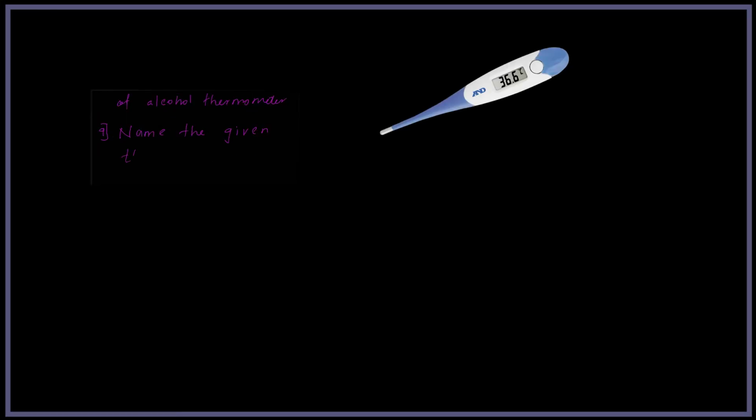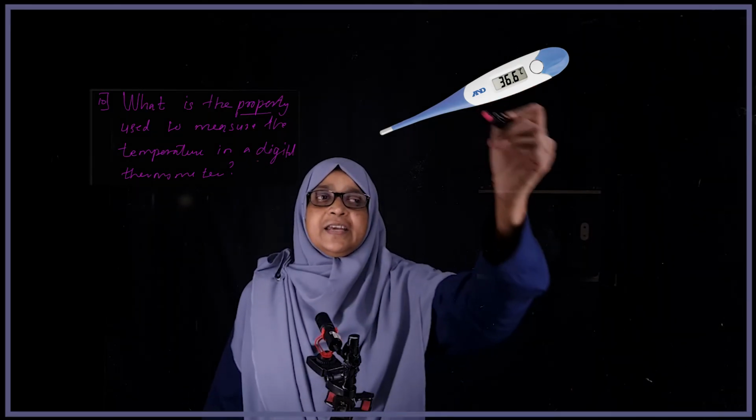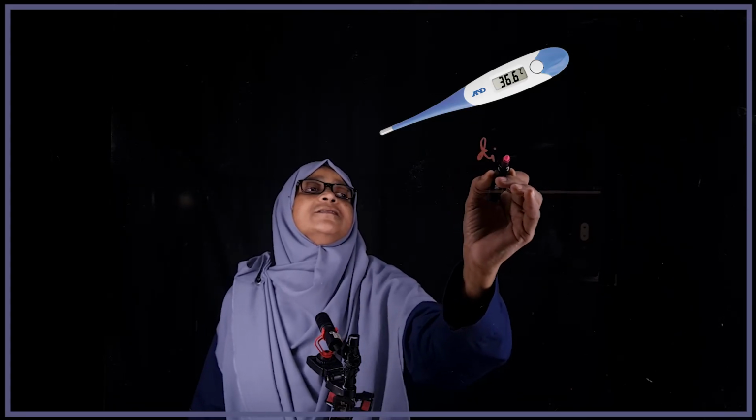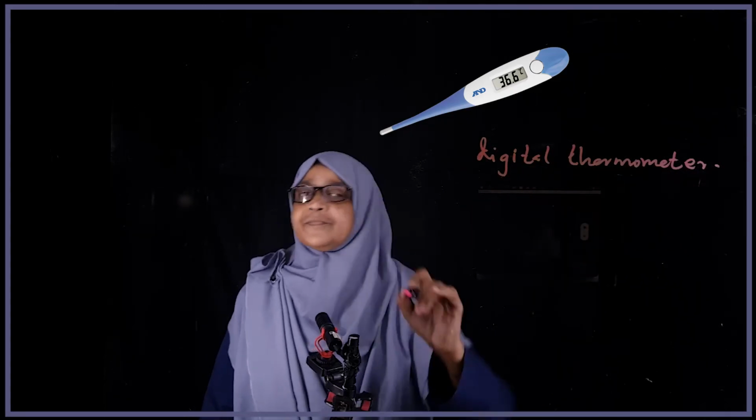Name the given thermometer. What is the property used to measure the temperature in a digital thermometer? Okay, this is a digital thermometer. In this digital thermometer, the electrical resistance is used to measure the temperature.